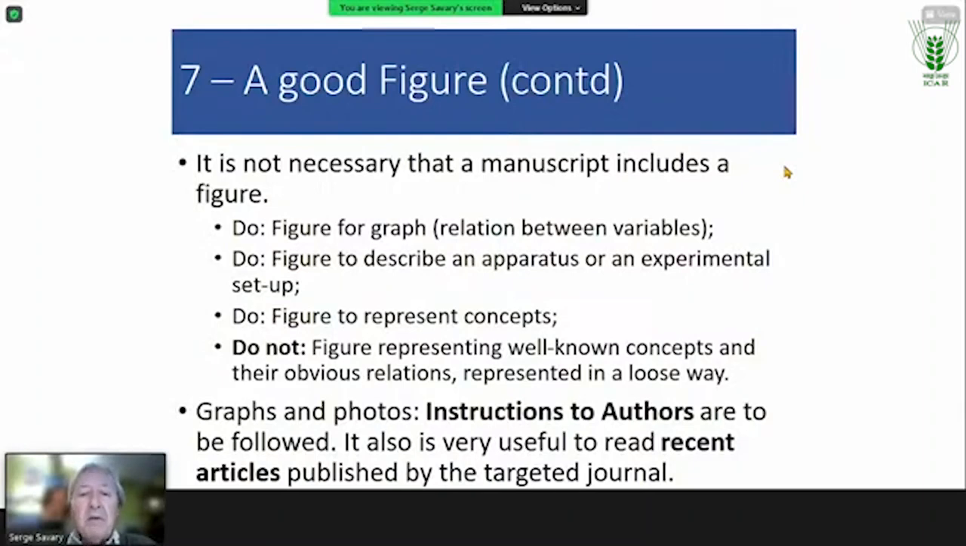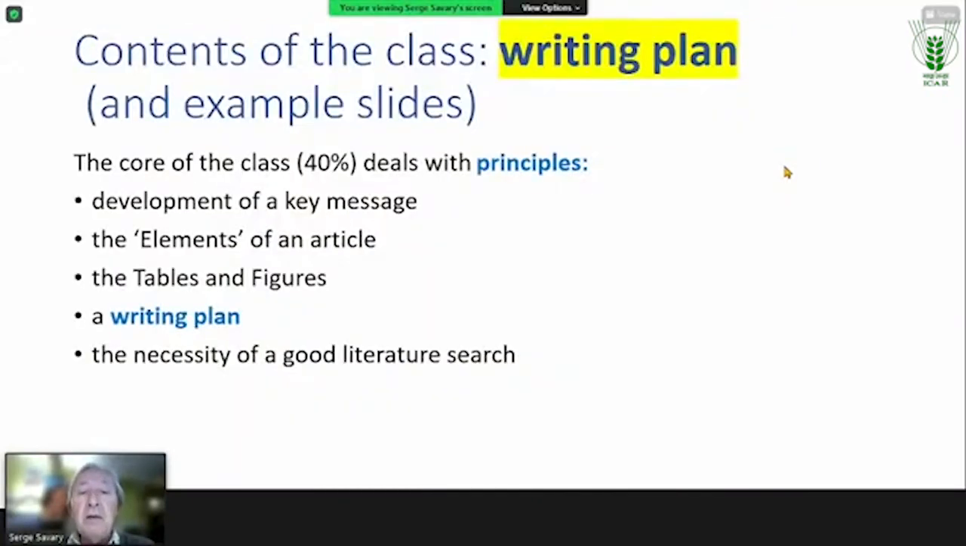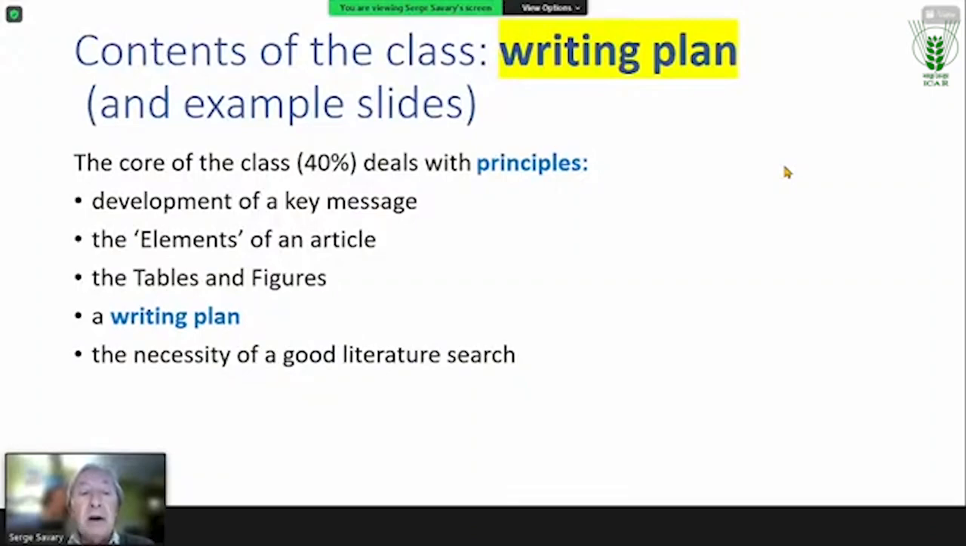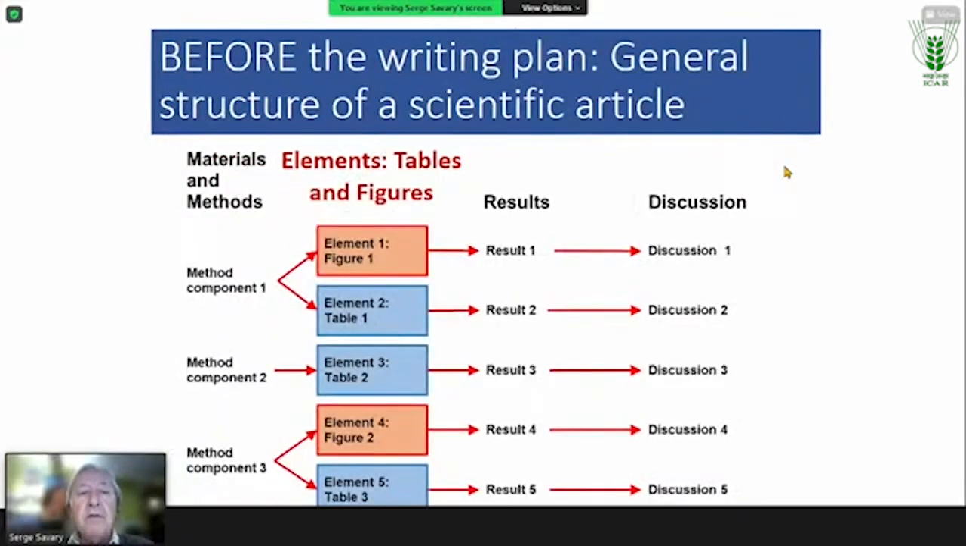Then I speak of the instruction to the authors. I speak again of the figures, which must be standalone with a comprehensive caption. The writing plan: as you can see, the writing plan comes towards the end of the class. It's number 10 only. So this is the slide I was showing before with these elements, 0 to 8. This is again the flow chart.